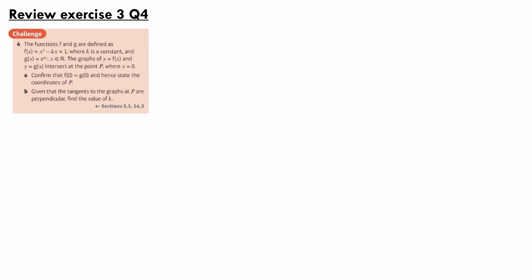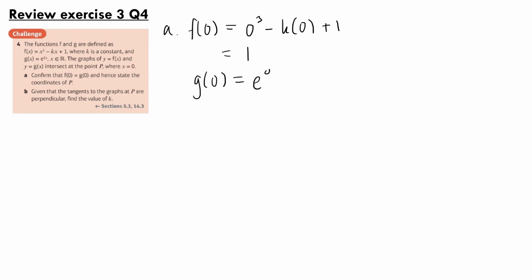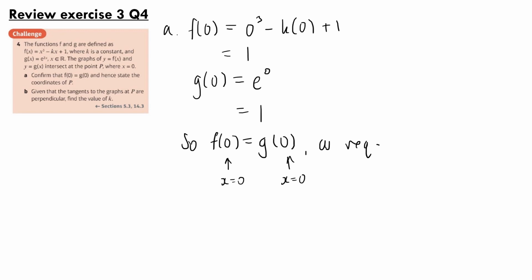So, just evaluating f of 0 and g of 0. f of 0 is equal to 0 cubed minus k lots of 0 plus 1, which is equal to just 1. And then g of 0 is equal to e to the power of 0, which is also equal to 1. So f of 0 equals g of 0, as required. Now, they also ask us to find the coordinates of P, and P is a point of intersection. So we know that when we plug in x equals 0 into both f of x and g of x, they both give you 1. So the point of intersection P has coordinates 0, 1.